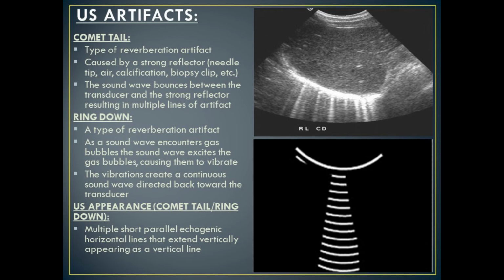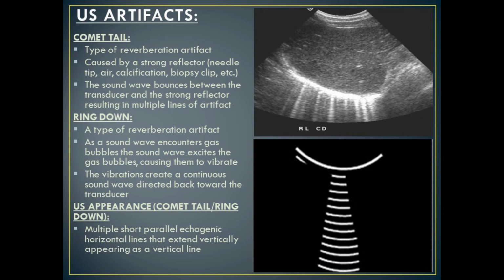Ring down is also a type of reverberation artifact, and this occurs as a sound wave encounters gas bubbles. The sound wave excites the gas bubbles, causing them to vibrate. The vibrations create a continuous sound wave directed back towards the transducer. Ring down and comet tail have the same appearance on an ultrasound. They appear as multiple short, parallel echogenic horizontal lines that extend vertically, appearing as a vertical line.